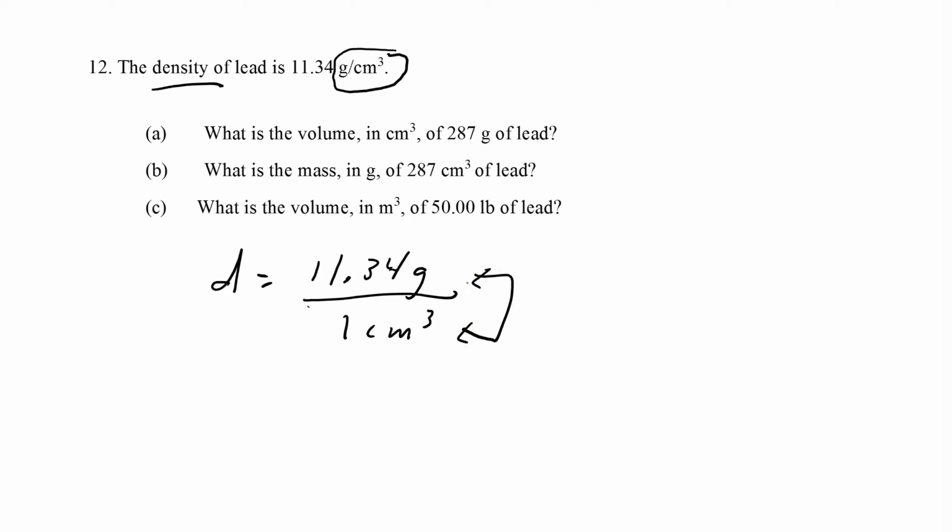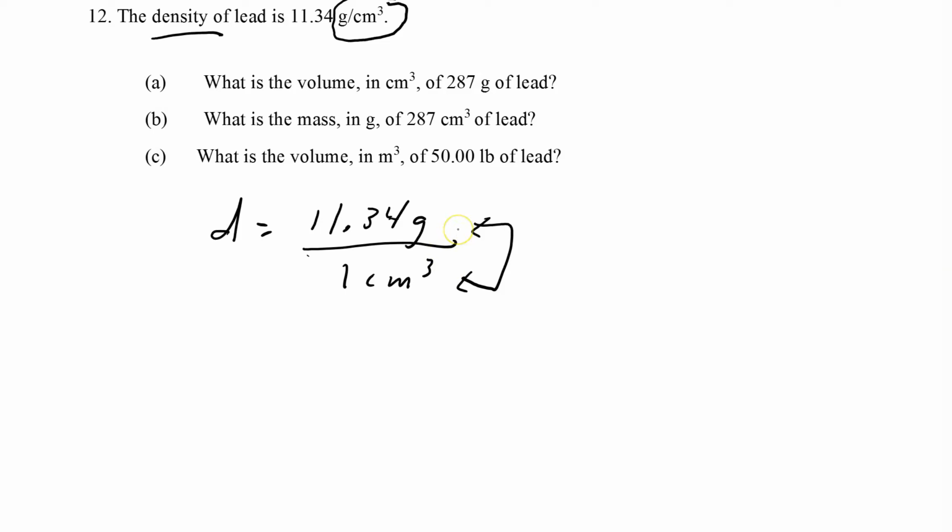Density allows us to convert between mass, specifically in grams, to volume, specifically in cubic centimeters for solid materials. And as with any other conversion factor, I can invert this if I need to, and that's exactly what we're going to do here in this problem to solve for what was being asked. Let's start with 12a, where they're asking for the volume in cubic centimeters of 287 grams of lead.